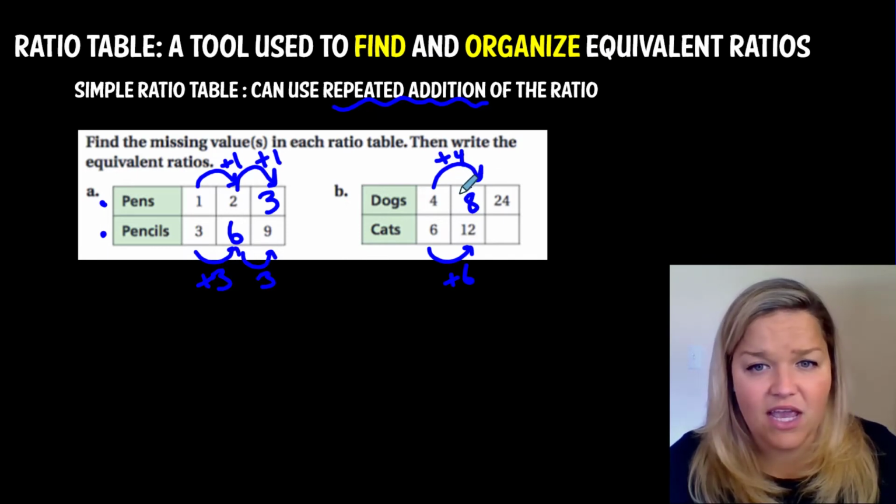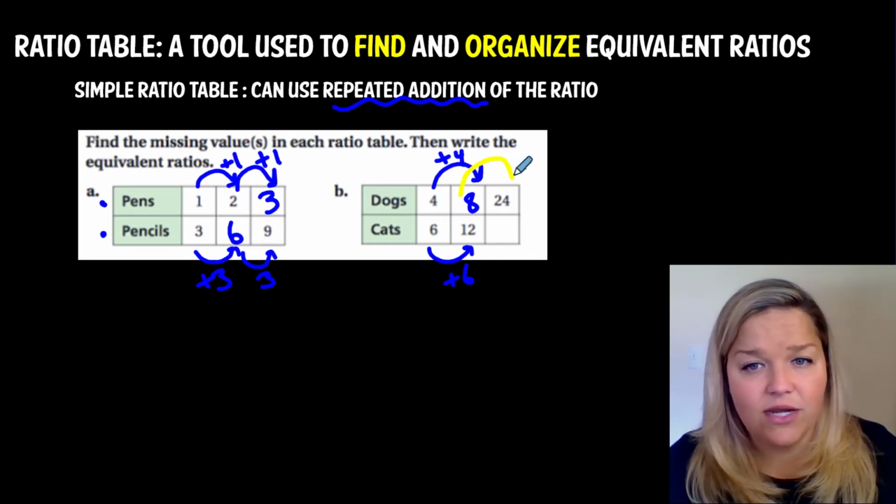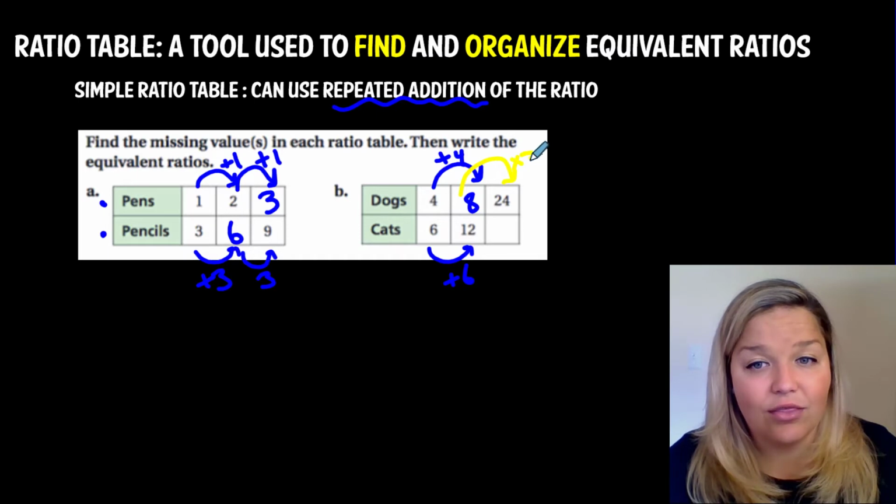So let's start with the 8. I'll just choose the 8. What do I do to an 8 to turn it to 24? I'm going to multiply by 3. Let's do the same thing over here. Multiply by 3. 12 times 3 is 36.